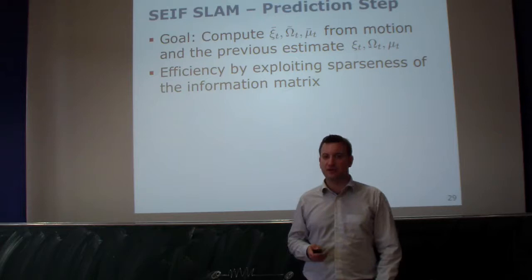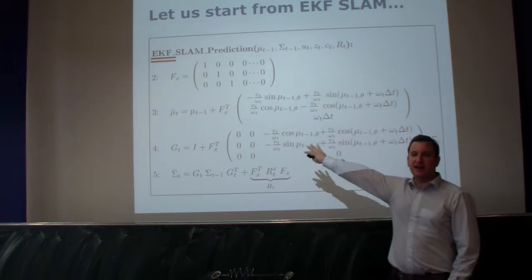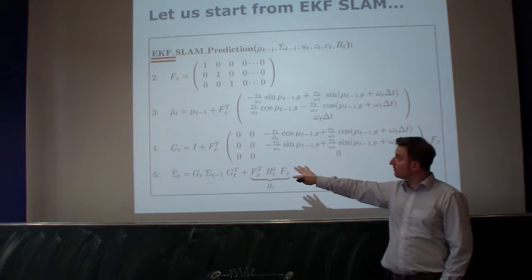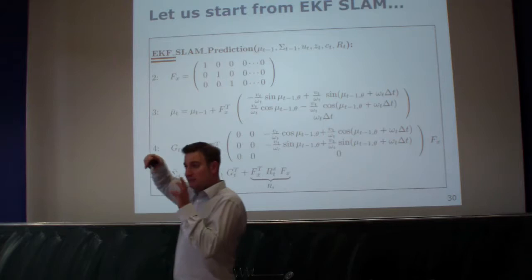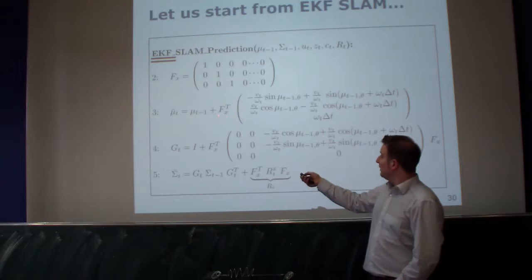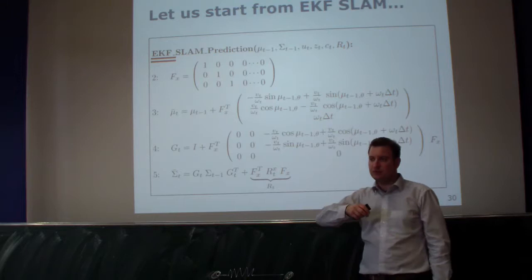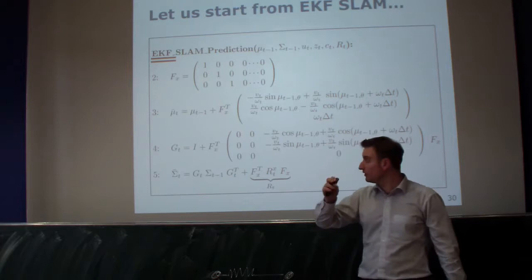So what you see here is the EKF SLAM. This is something you should know. It is the prediction step of the EKF SLAM. I had this matrix here, Fx, which takes the 3x3 Jacobian for the motion update and transforms it to this five-dimensional space. So we can update the predicted mean: the old mean plus this matrix, which blows up the three-dimensional state to this five-dimensional state, and this comes from the motion update equation. The state x, y, theta is updated according to the motion command. So this was the update of the mean, step number 3.